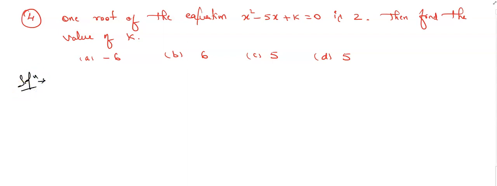One root of the equation x square minus 5x plus k equals 0 is 2. Then find the value of k. How will you solve this? Can you tell me? Can you just think? Please read the question properly. Try to analyze the question. Let me see. Can you try, children? Let me see.